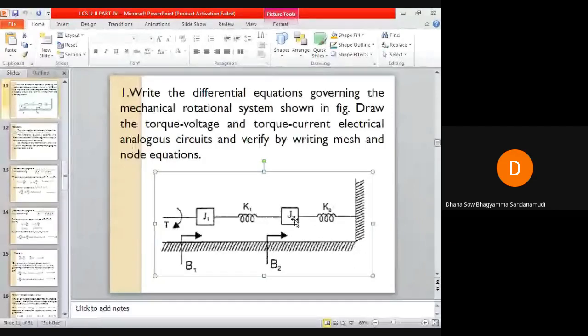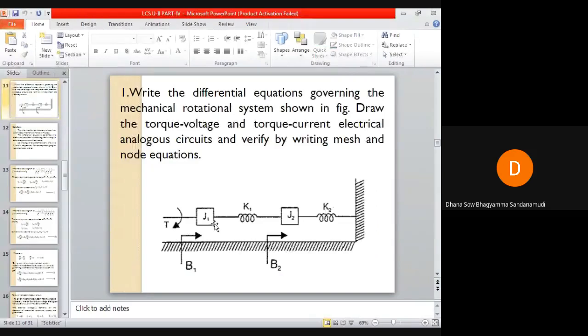We have to determine the differential equations for the given mechanical system, and we have to determine the torque-voltage and torque-current analogous circuits, their mesh and nodal equations. So initially, whenever a system is given to us, we must see how many nodes are there. If you observe here, there are two nodes, J1 node and J2 node. And for each node you have to draw the free body diagram.